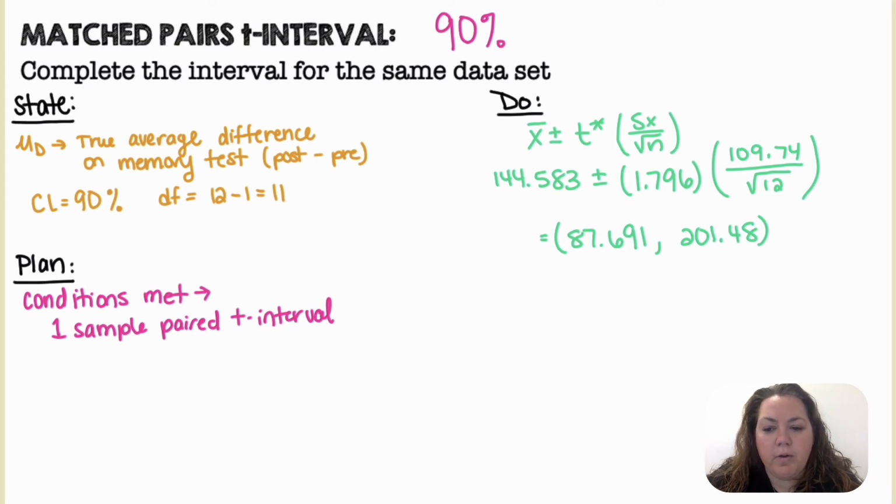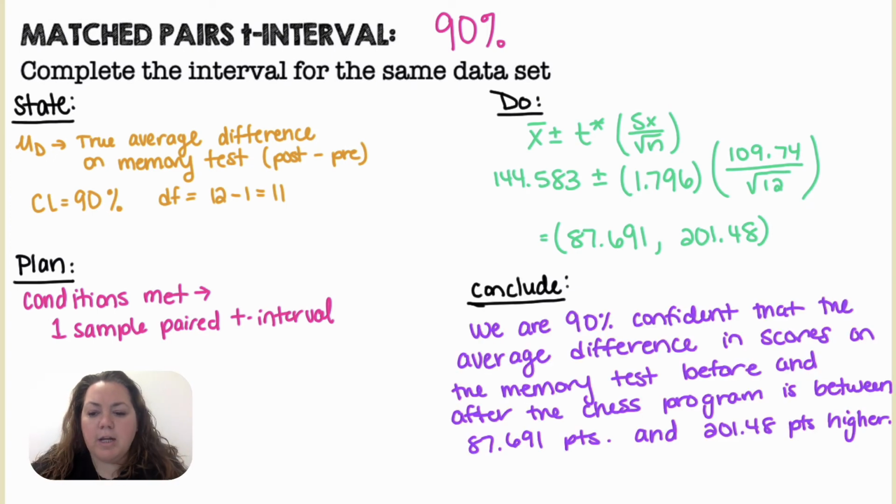which gives us the interval 78.691 to 201.48. And then our conclusion: we are 90% confident that the average difference in scores on the memory test before and after the program is between 87.691 points and 201.48 points higher.